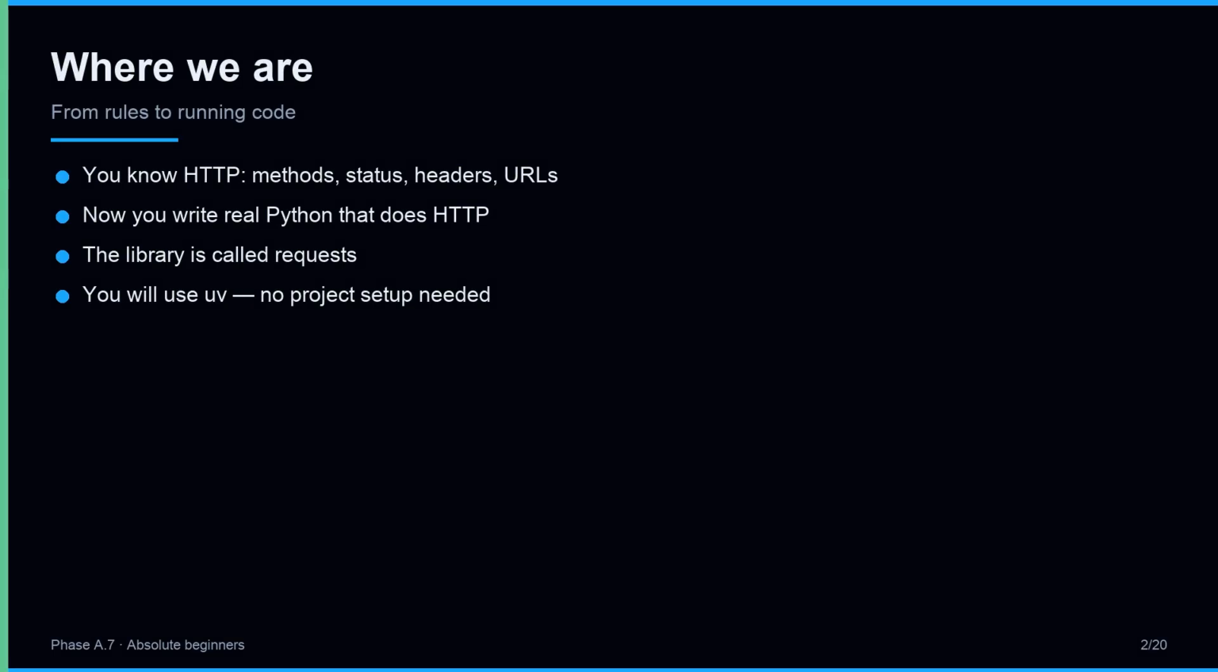Recap where you are. You can store values, build collections, write loops, call functions. You understand what an API is. You know the rules of HTTP: GET, status codes, headers, the parts of a URL. The only missing piece is a Python library that speaks HTTP for you. That library is called Requests. It is not part of standard Python, it is third-party, so you need to install it. But here is the good news: with UV, the tool you learned early in this course, you can run a script with requests available, no project setup needed. One command. Let us start there.